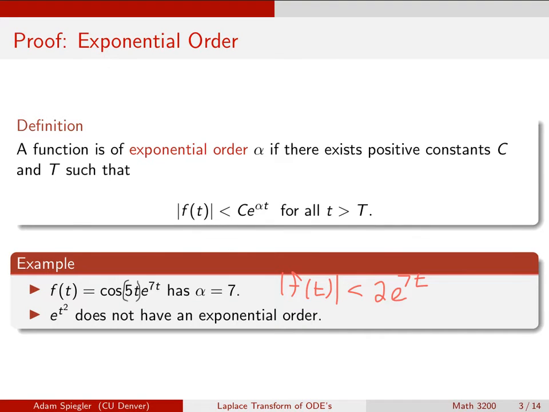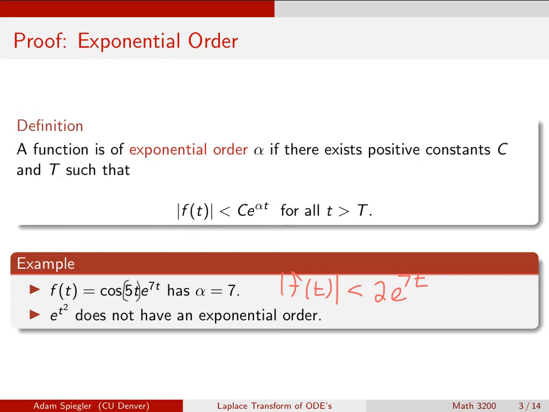So that function for large values of t is going to be bounded by an exponential function with power 7t. An expression like e to the t squared is not going to be bounded by any exponential function, since t squared is never going to be bounded by alpha times t. So t squared grows faster. Quadratic things grow faster for large values of t than linear things do. So e to the t squared does not have an exponential order.